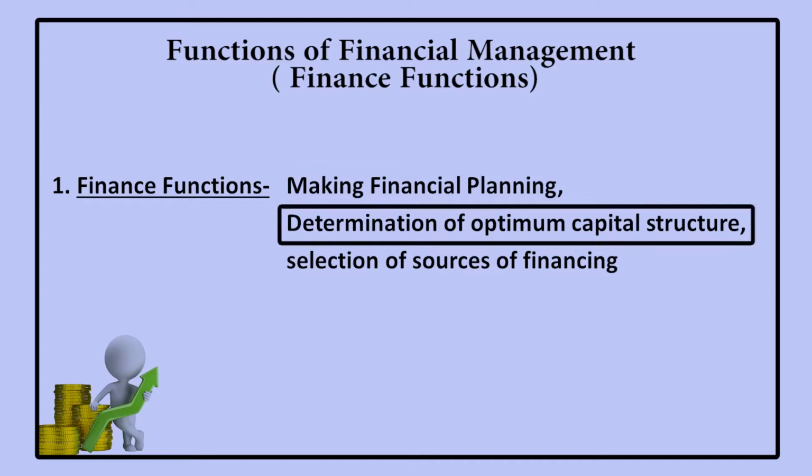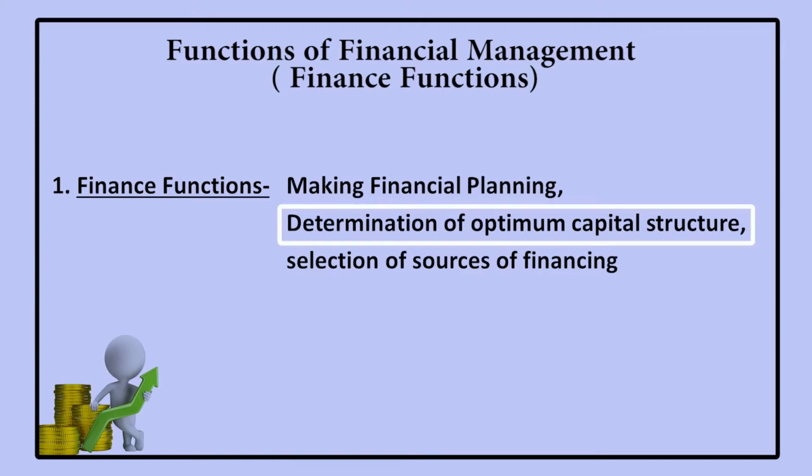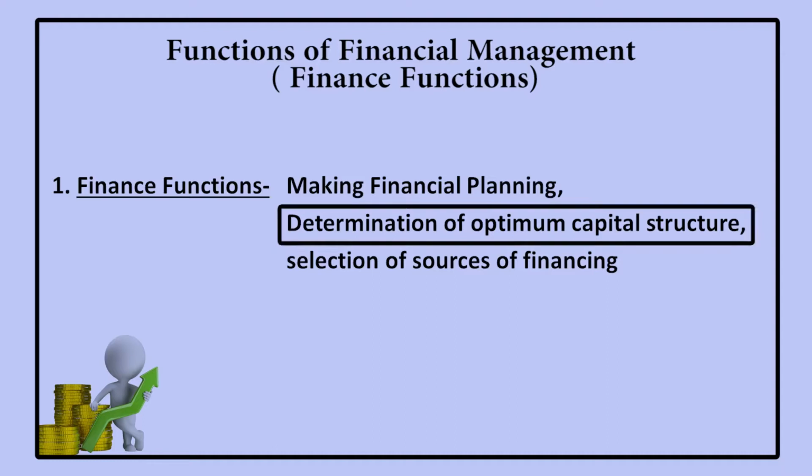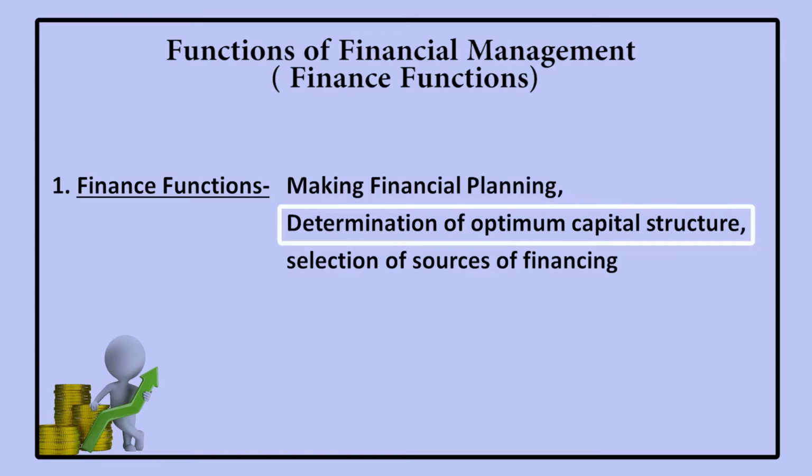The second part under the finance function is the determination of optimum capital structure. This is one of the important parts of the financial management functions. It concerns how our capital can be invested in different areas, and how we can determine our capital structure. We know that capital can be acquired with the help of equity funds and debt funds. So there must be an optimum capital structure between the equity and debt funds.